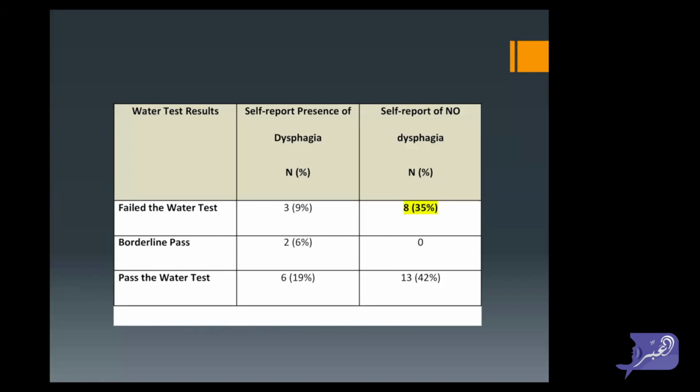And we found that of those patients, 35% failed the water test. It was a simple water test, taking 15 ml of water from a cup. It's called the water test, if you want to look it up. They take it in one go. If they feel like coughing or choking, then they need to stop, and we time them for the efficiency and the timing of the swallow.